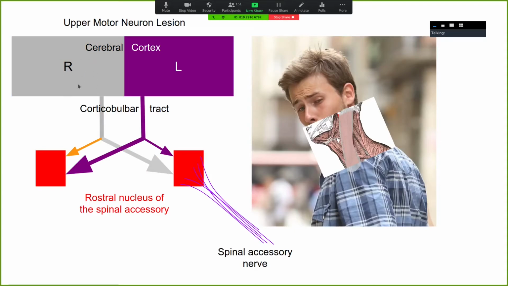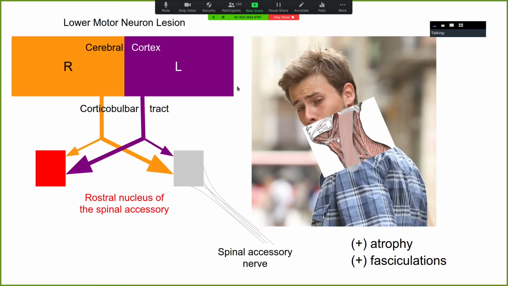So transiently, meaning for the first few days after the stroke, there will be some deviation of the head away from the side of the lesion, meaning, let's say you had the stroke on the right side and your left SCM is weak, so the stronger side will push the head to face the other side.